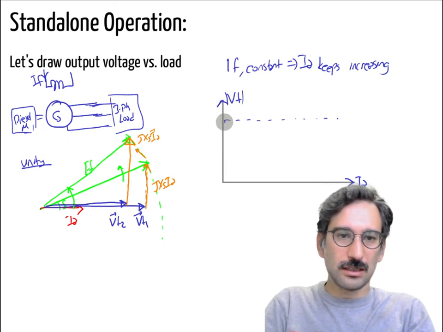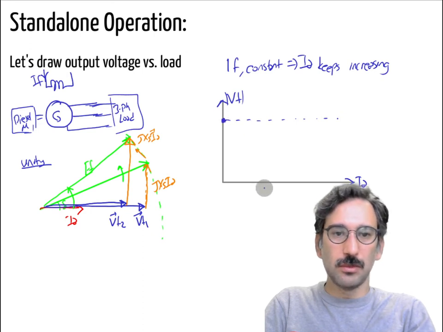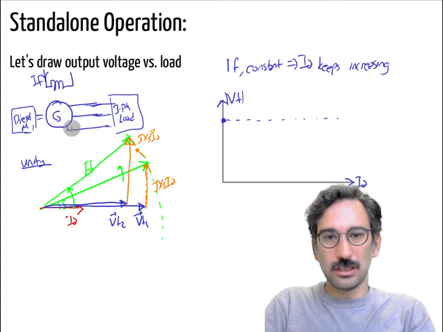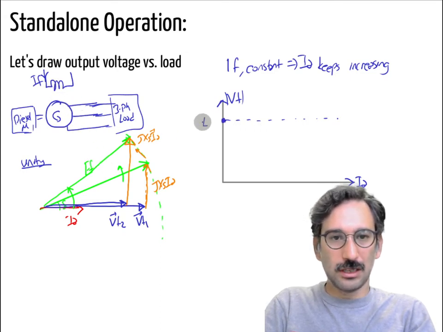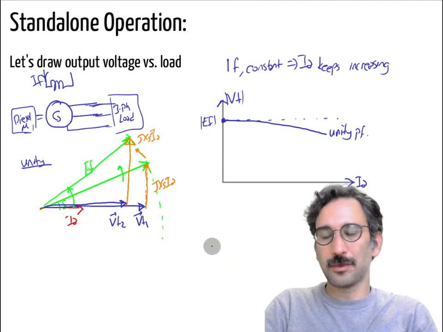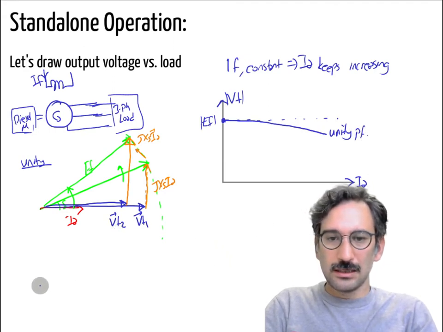You can see VT will start from, let's say, the no load condition. If there is no current, there will be no drop, so that will be equal to EF, starting from here. And as you increase the load and plot it here, you will have that kind of graph, right?